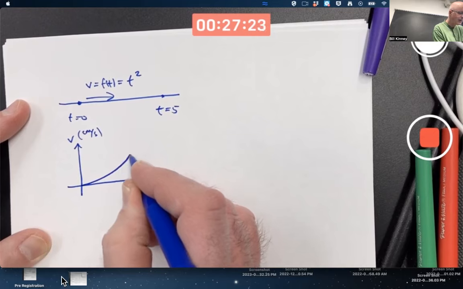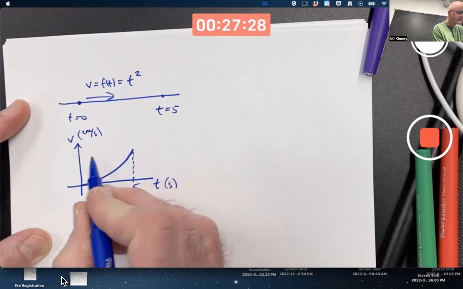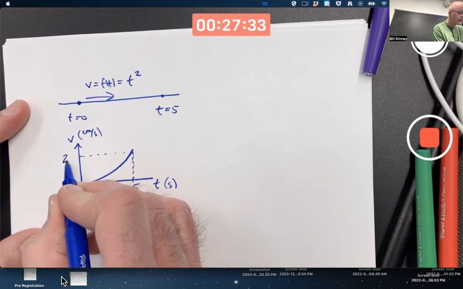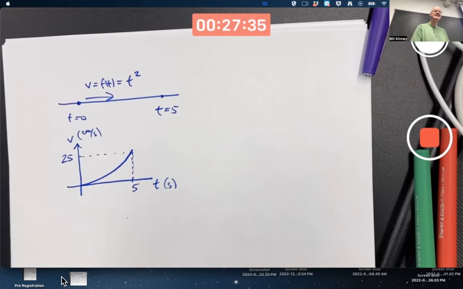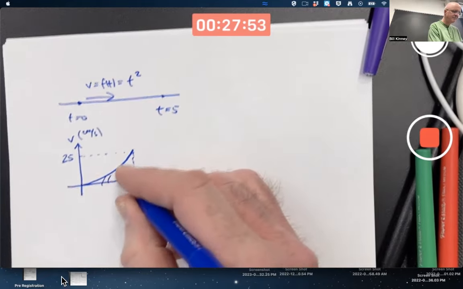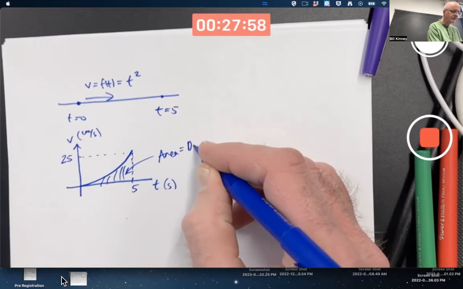The graph, which I'm drawing in such a way that it's not to scale. These scales on the axes are different. It looks like this, and when t is 5, the velocity is 5 squared, which is 25 centimeters per second. The distance traveled is still the area under the curve. I will try to justify that, but hang on, let's just figure it out. This area is still the distance traveled.